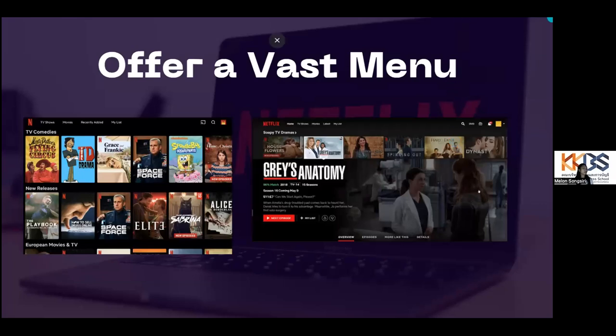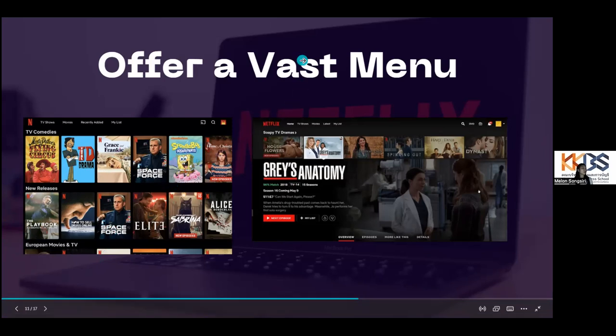Okay, the first one is offer a vast menu. The example is Netflix. If you see the Netflix window, you can see they have many categories. The example is TV comedy. If you like TV comedy, you can choose the movie or the cartoon to watch. And what is new in here? They have many categories to offer customers to choose from.